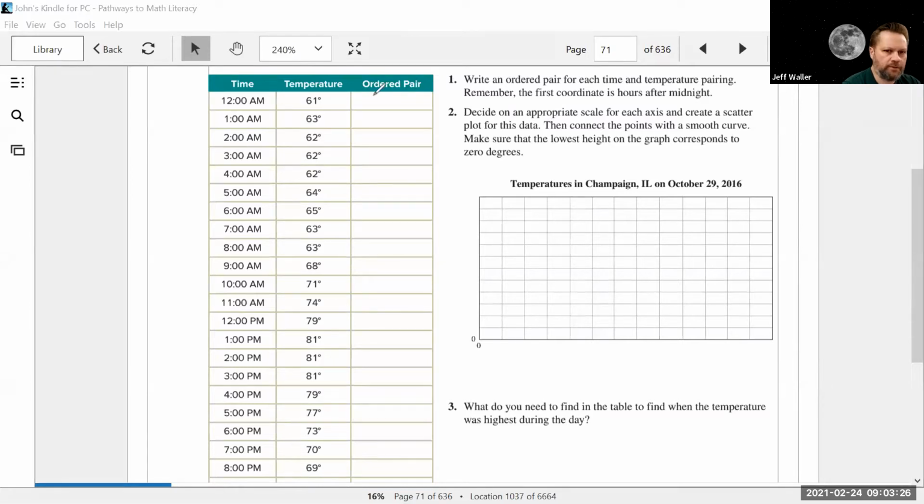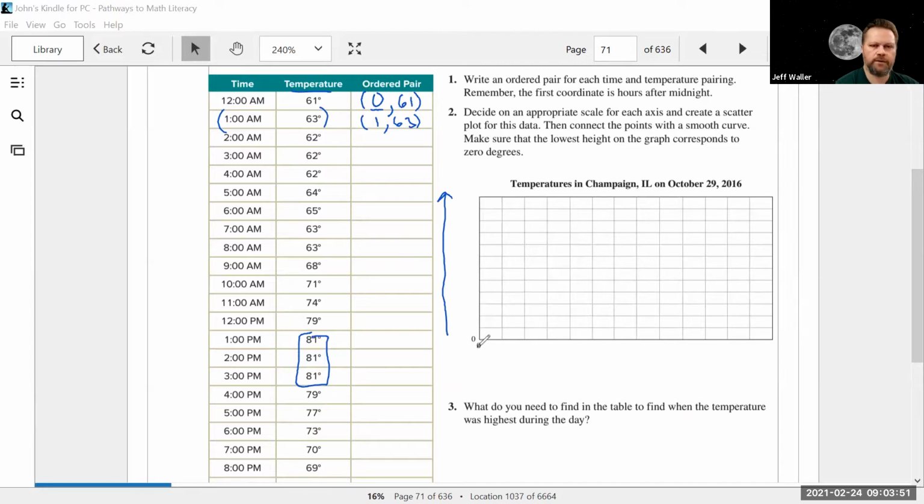So once you create points, and we already talked about these, the first coordinate is hours after midnight, and the second coordinate is temperature. So they're basically already points. I'm just converting them to be like this, right? So I'm going to have to get up to 81 on the y-axis, so on the temperature axis, right?